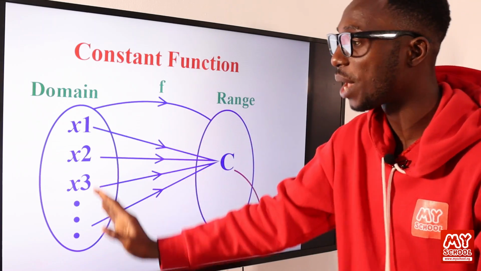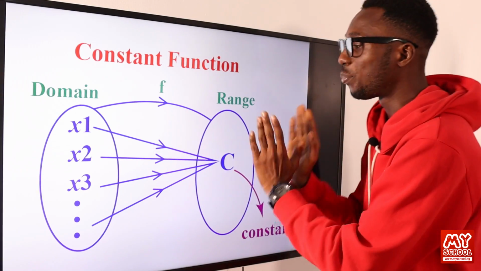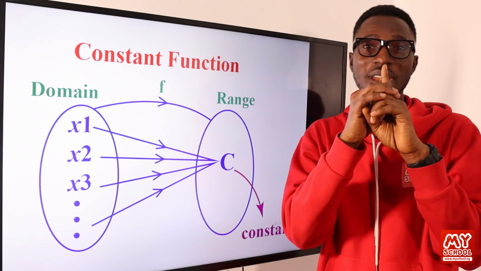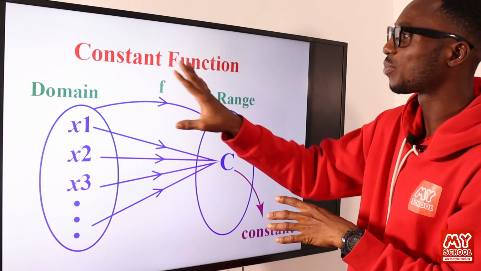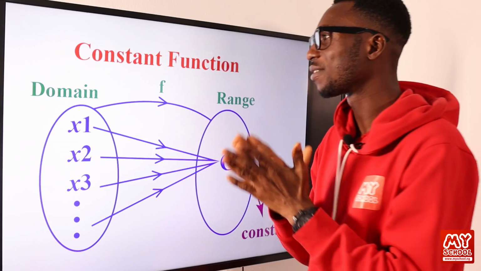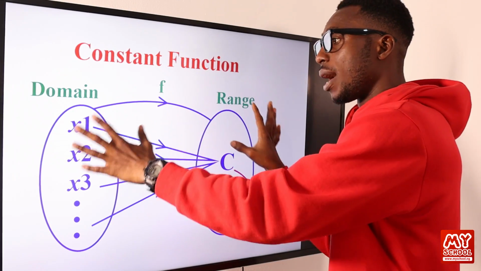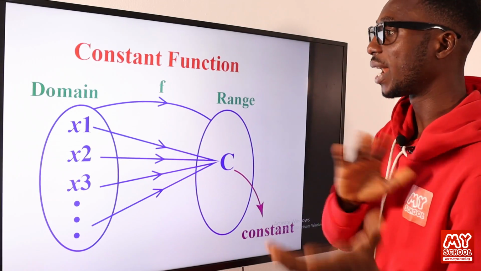So all the inputs we have here are producing just a singular image. So the range is just a singular item. Okay, so that is what we refer to as a constant function. You can see this is the map. This is also an example of arrow mapping, how you can express your function.